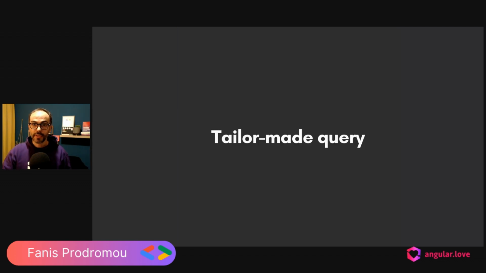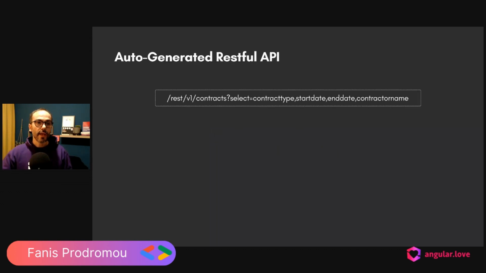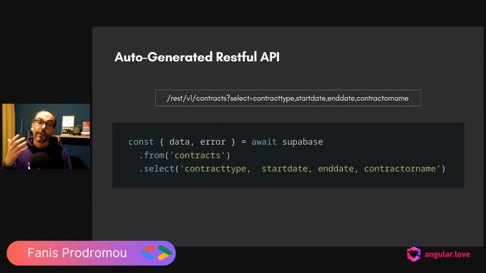But how about if we have a tailor-made query? And this is where we can use Supabase. A tailor-made query directly from the UI, directly from the Angular application. And when I say tailor-made query, what I'm saying is that we have the contracts, and I want to select the contract type, start date, end date, and contractor name. I know that this is a bit hard to read, but this is what we have to use as Angular developers. We're using Supabase, the instance that we installed previously. We define the database table here, and then we select the columns: contract type, start date, end date, and contractor name.